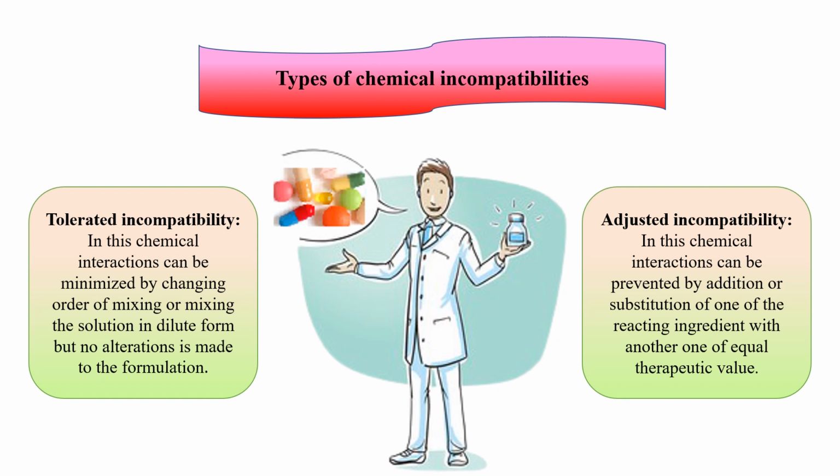In tolerated incompatibility, generally the chemical interactions are minimized by changing the order of mixing, as the order of mixing plays an important role while dispensing a formulation, or the solution is diluted, but no alteration is made to the dosage form. Hence, it can be tolerated. Now, adjusted incompatibility. In this, the chemical interactions are prevented by adjusting either through addition or substitution. Addition and substitution is done by replacing one reacting ingredient with another one of equal therapeutic value.